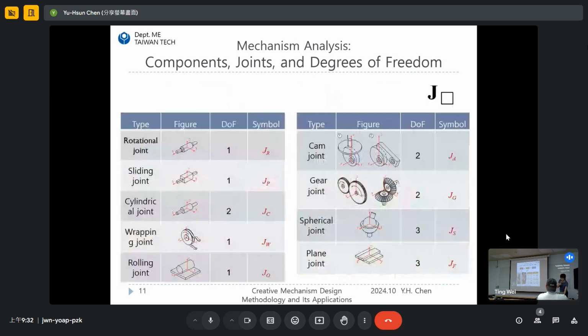And then that is a joint. Here is a table for the joints. We represent them by J with a subscript. Just like we just mentioned, for the door, generally that is a revolute joint. And for the windows, maybe that is a sliding joint. We still have other kinds of joints, like the gear joint, the cam joint, and others, for example, a spherical joint.